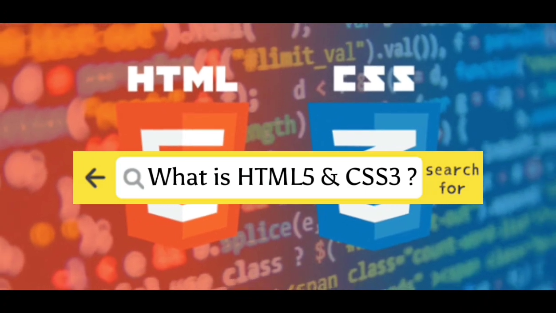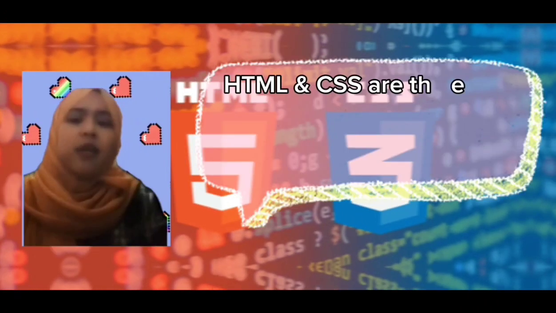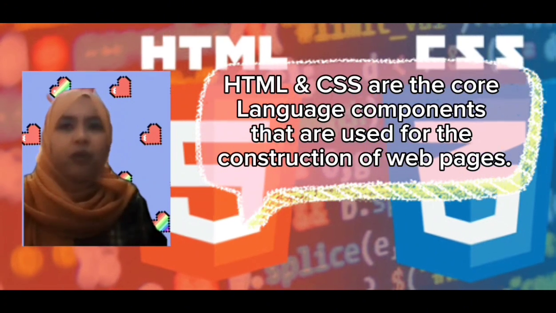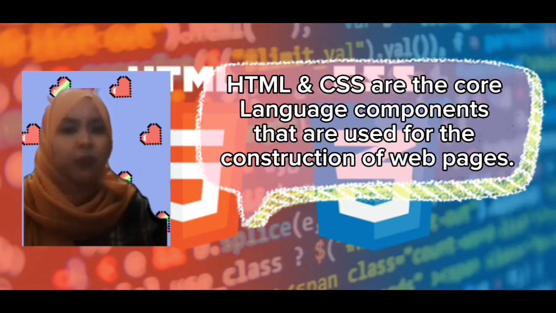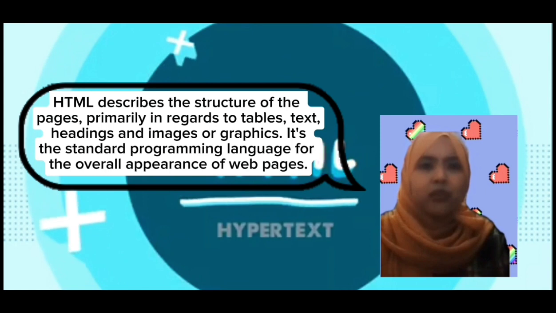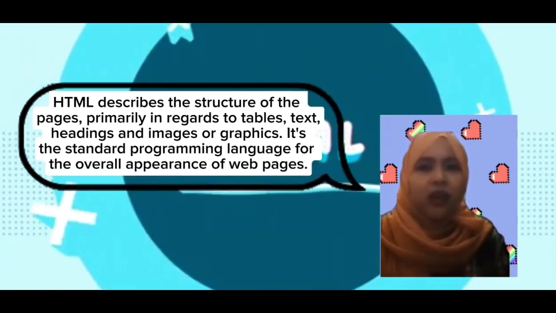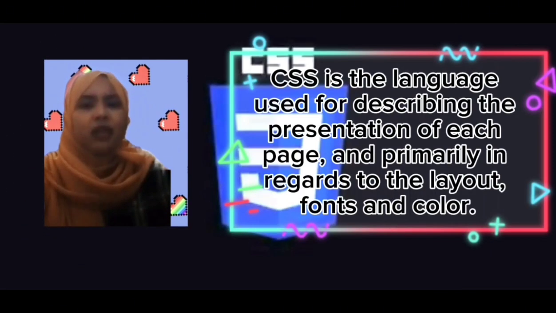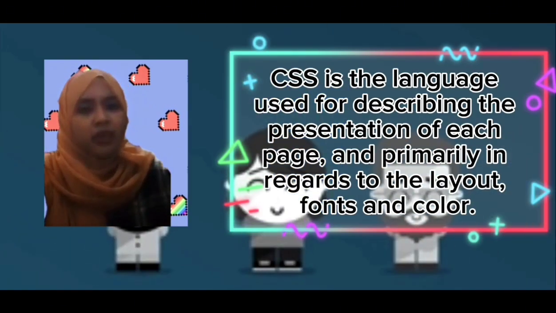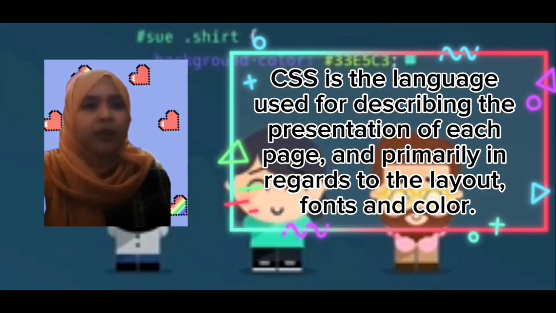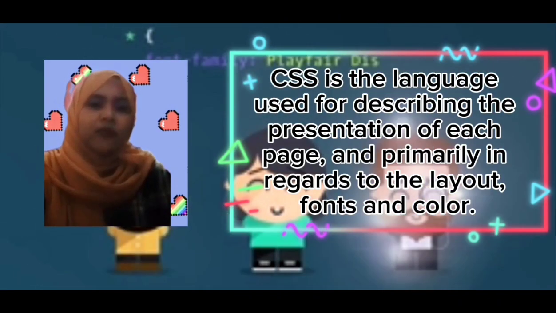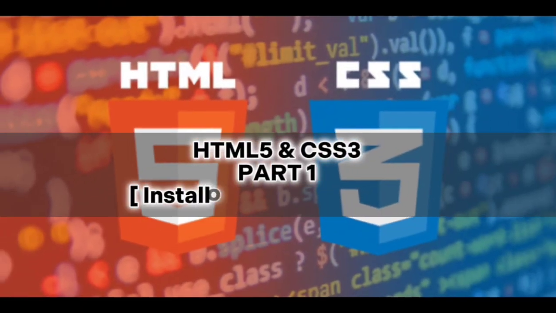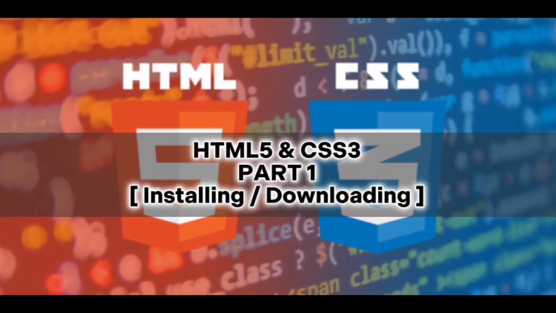What is HTML5 and CSS3? HTML and CSS3 are the core language components that are used for the construction of web pages. HTML describes the structure of the pages, primarily in regards to the tables, text, headings, and images or graphics. CSS is the standard language for the overall appearance of the web page. CSS3 is the language used for describing the presentation of each page, primarily in regards to the layout, fonts, and colors.